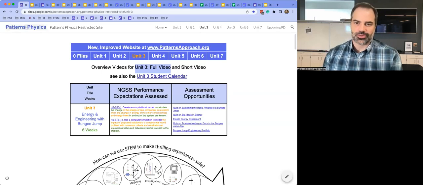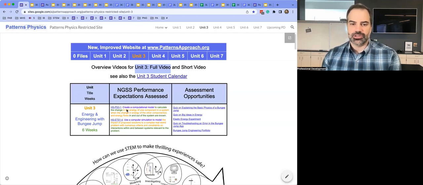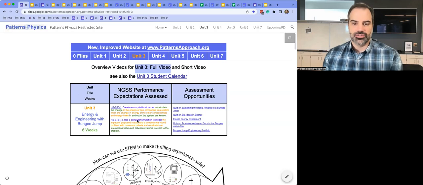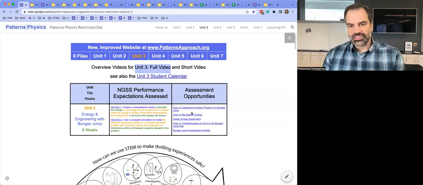Here we are with the Unit 3 full overview. As you can see, this unit is about 6 weeks long, themed on energy and engineering with a bungee jump. It takes on two critical, really big performance expectations around creating a computational model to calculate the change in energy flowing through a system, and then using a computer simulation to model the impact of proposed solutions on a real world problem. You can see here also several assessment opportunities.